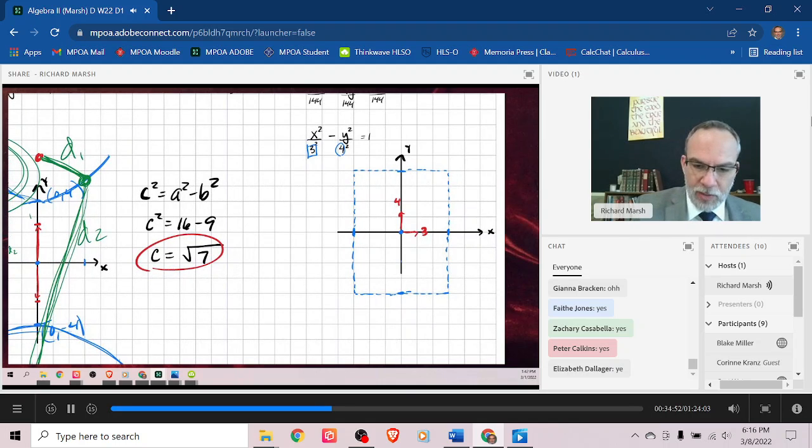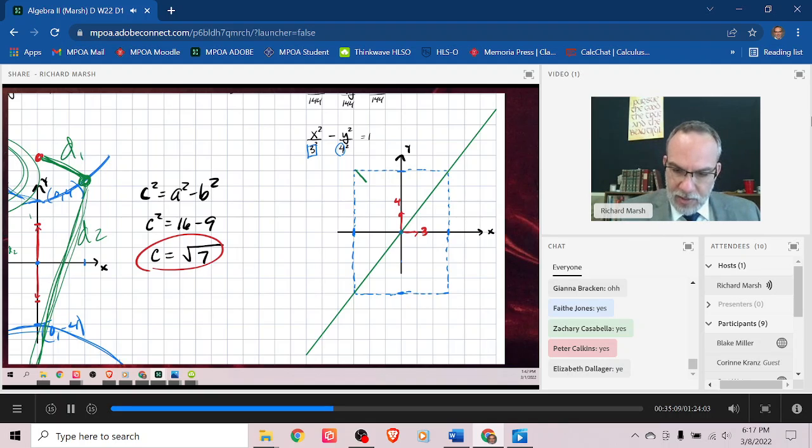Now, watch what I'm going to do here in green. I'm going to do the diagonal of this box, and I've got to be nice and precise. So it's going to go from that corner to that corner, and that corner to that corner, and there we go. And then this corner to this corner, and then this corner up to that corner. These are asymptotes. What do you mean? They're just boundary lines. It's not part of the graph.